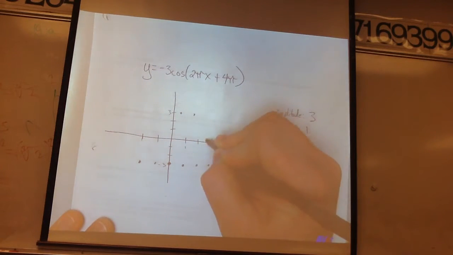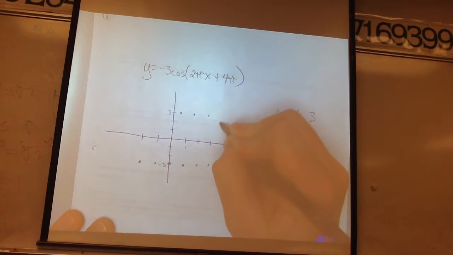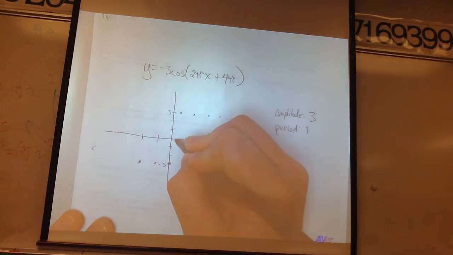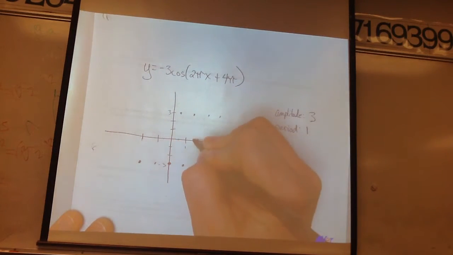And then I'm going to guess the x-intercepts are at the quarter points. The x-intercepts will be at the quarters, yes. Oh, so yeah, there's a lot.